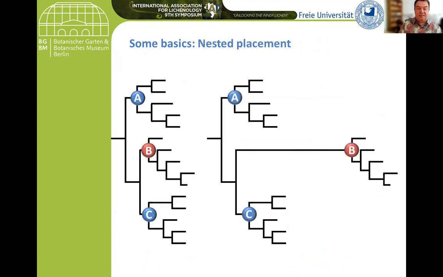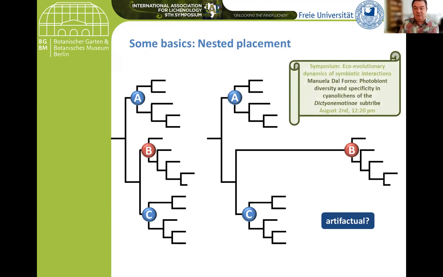Another thing is nested placement, which is often a problem at the genus and also at the species level. So let's assume A and C have the same morphology and B is phenotypically distinctive. We have a very different situation if B is quite closely nested within A and C, or B is on a very long stem branch. And this, of course, translates differently into a taxonomy. We can also have the situation that the placement is artifactual, depending on an analytical method. And there's actually one example that Manuela will show you in her talk today, shortly after noon, about the photobionts in the Dictyonema subtribe.